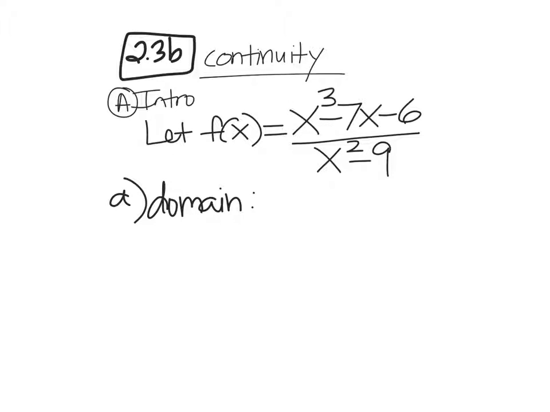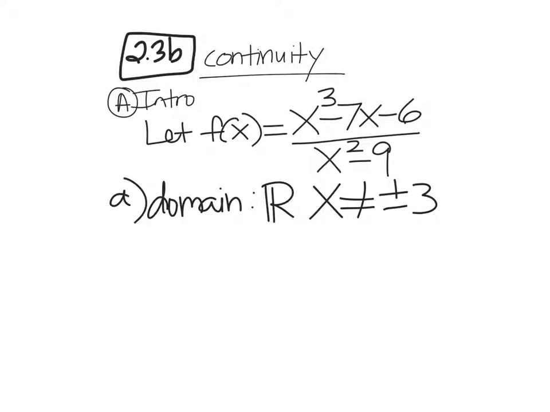First, find the domain. Hopefully, you're pretty solid on that by now. We've done that so much. So the domain would be what? All reals except plus or minus 3. All reals except for plus or minus 3. You can factor the denominator if you want to. Okay, so something's going on at 3 and at negative 3.